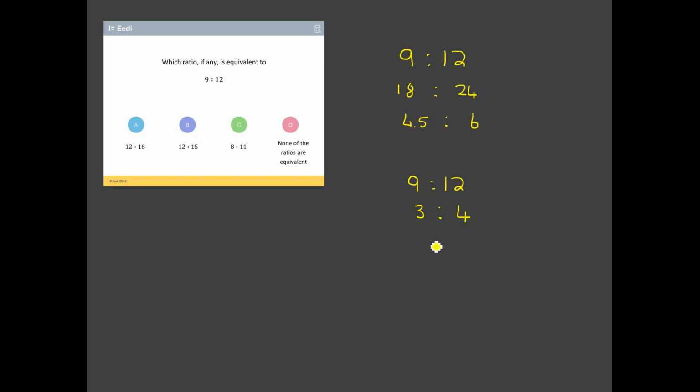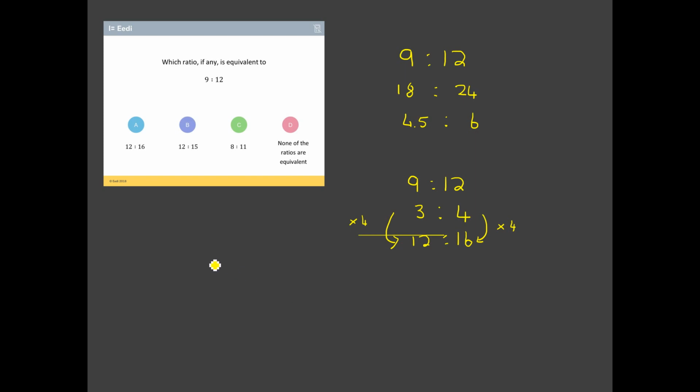But wait a minute. Now let's play around with 3 to 4 and let's check. So I wonder, can I change 3 to 4 into 12 to something? So what do I need to do to get from 3 to 12? Well, I'll multiply it by 4. So let's keep it equivalent. Let's do the same with 4, multiply it by 4. 4 multiplied by 4 gives me 16. Wait a minute, there it is, A, 12 to 16.